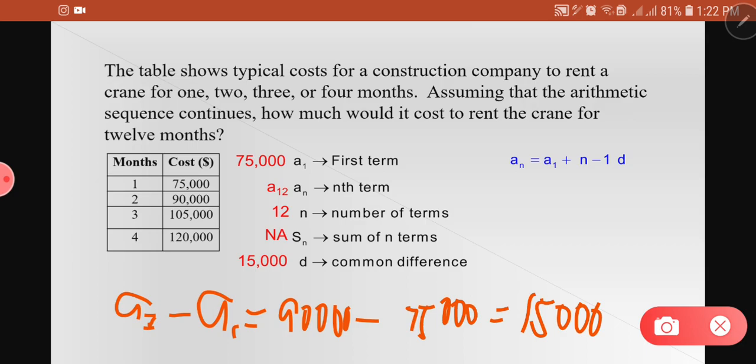Okay, lagi natin alalahanin na i-check kung arithmetic sequence ba sila. So, i-subtract mo rin si third term kay second term para matignan kung 15,000 din, and 120,000 minus 105,000 kung 15,000 din. Bakit? Para ma-assure natin kung arithmetic sequence nga ba yung binigay sa table.